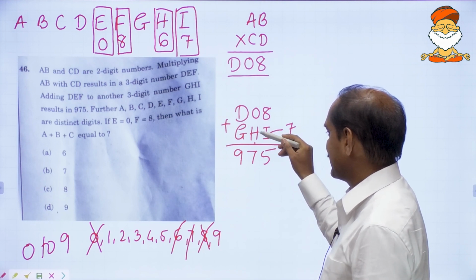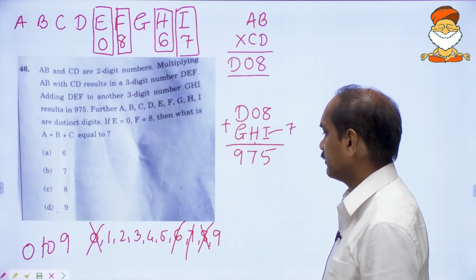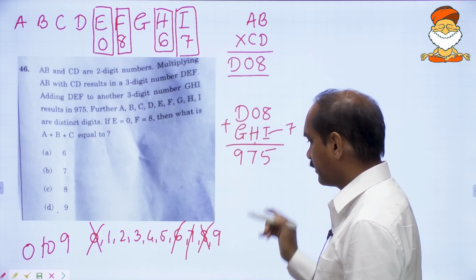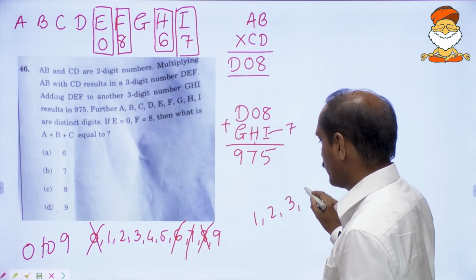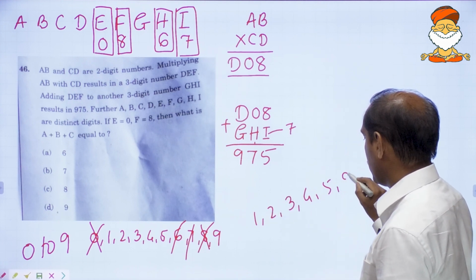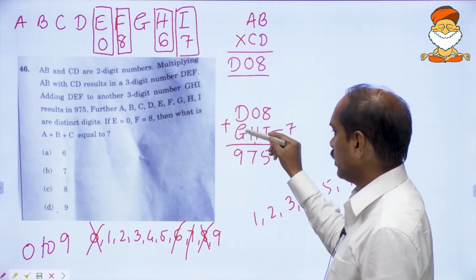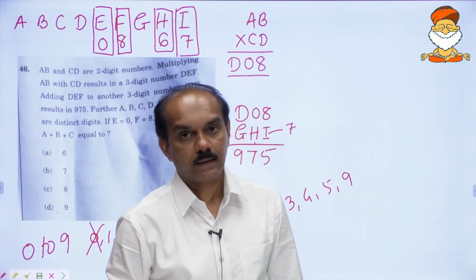Next, D and G together, 9. You are left out with only the digits 1, 2, 3, 4, 5, 9. These are the left out digits. And these together we want 9. D and G together we want 9.